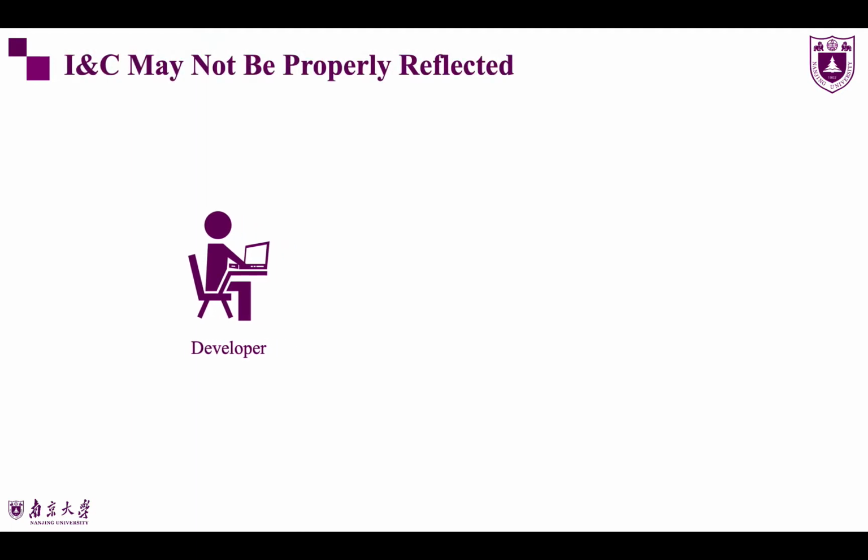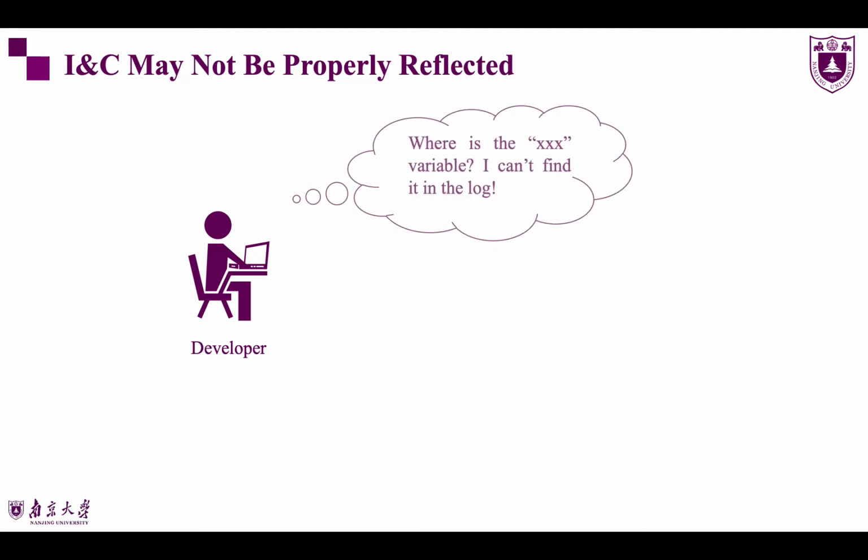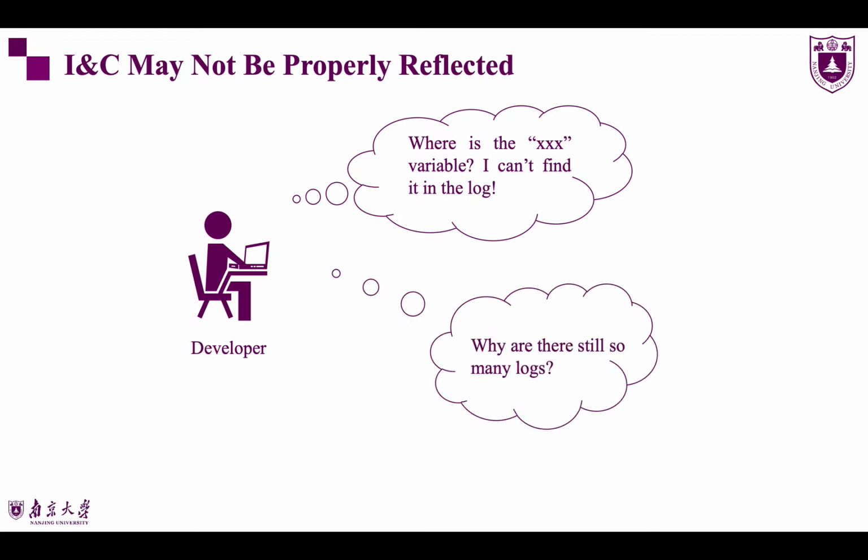Ideally, developers' I&C would be properly reflected in their code. However, in real-world software development, sometimes developers may find that the logs do not satisfy their I&C. For example, one developer may not be able to find a variable that was supposed to be recorded in the log. Another developer may find that there still remain too many logs after some efforts on reducing the log statements. We define these situations as inconsistencies between developers' I&C and their code.